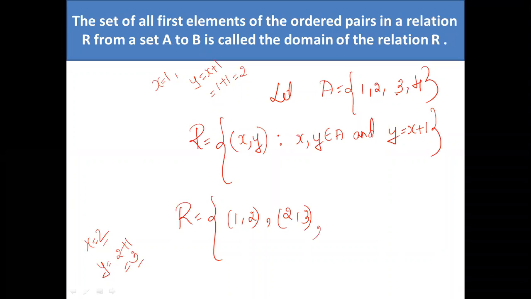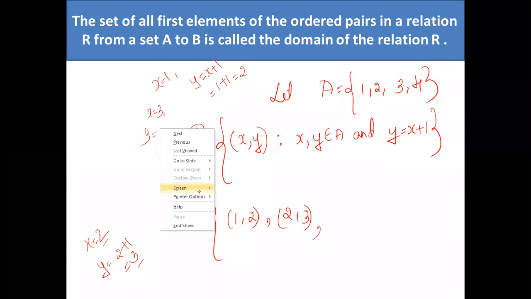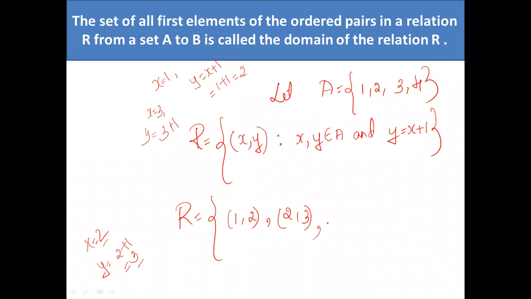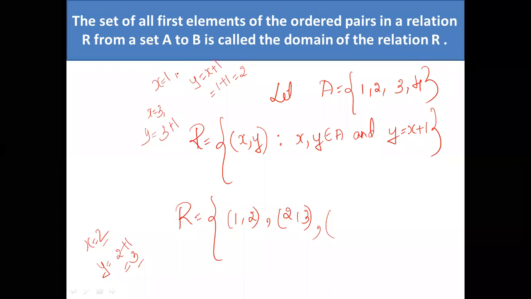Okay, next what is the element in A? x is equal to 3. So what happens to y when x is equal to 3? What is the value of y? It is 3 plus 1, which is 4. So whether 3 and 4 belong to A? Yes, yes. So (3, 4).